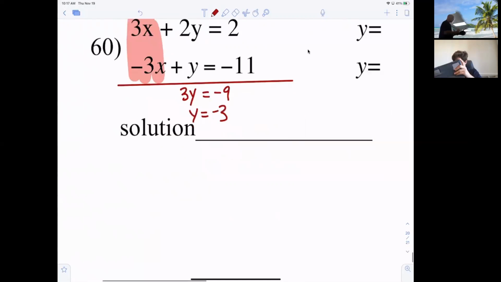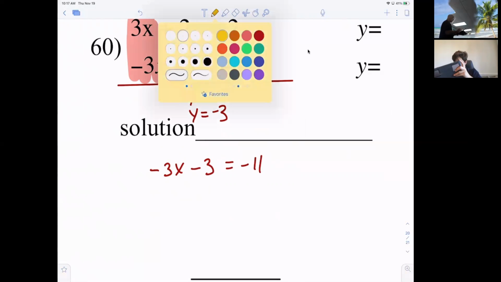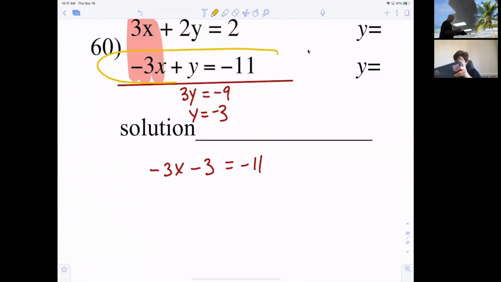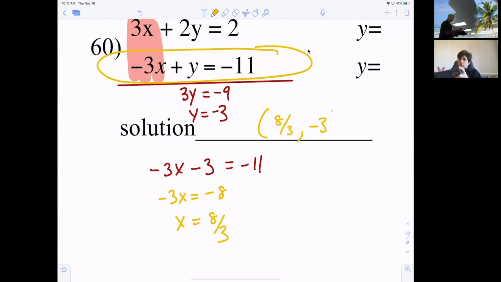So now that we know y equals -3, it's going to be -3x minus 3 equals -11, because I took Jack's advice and I decided to try the second one since you want to do the second. Now I add 3 to both sides. So -3x is equal to -8, so x is equal to 8/3. So my solution is 8/3, comma, -3.